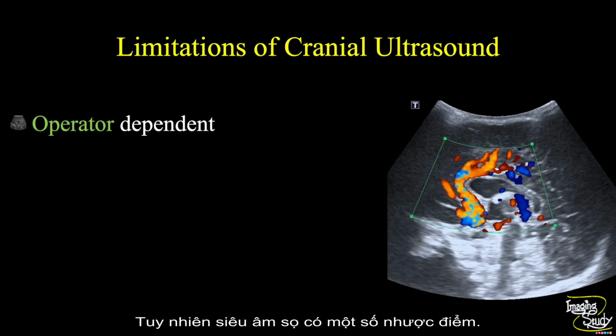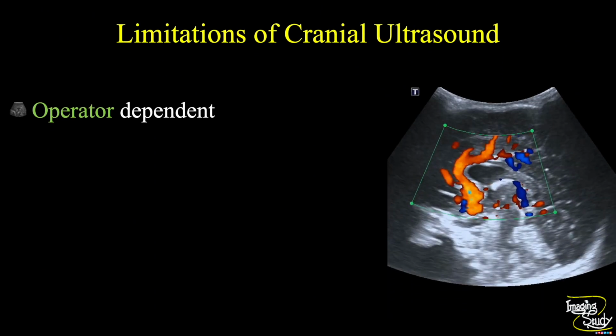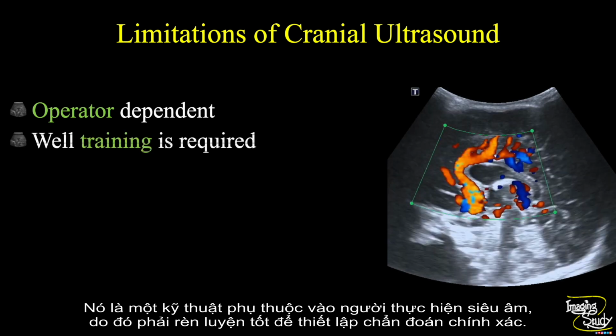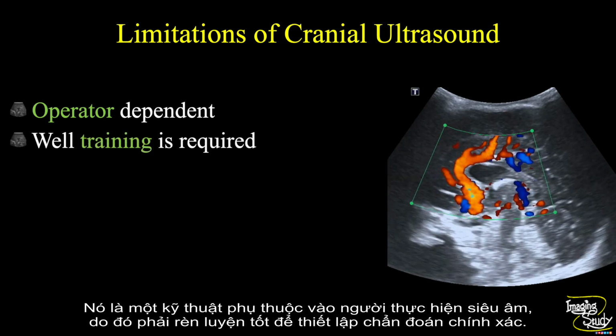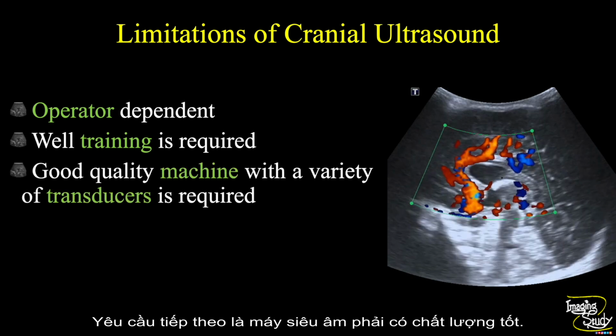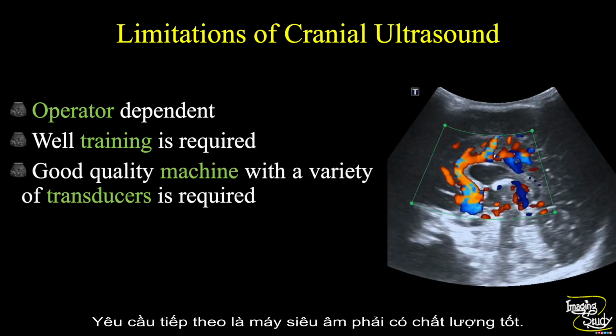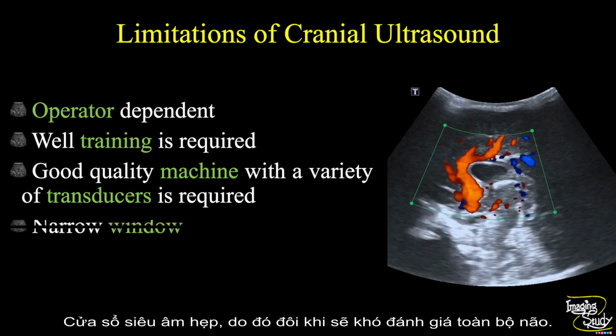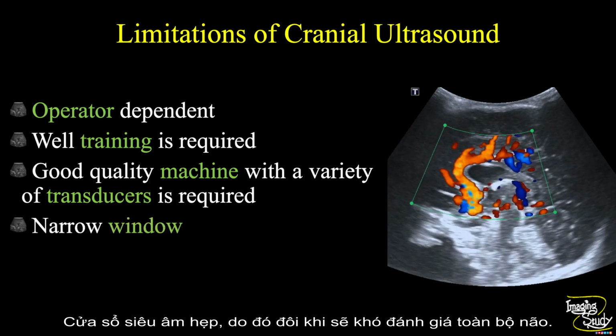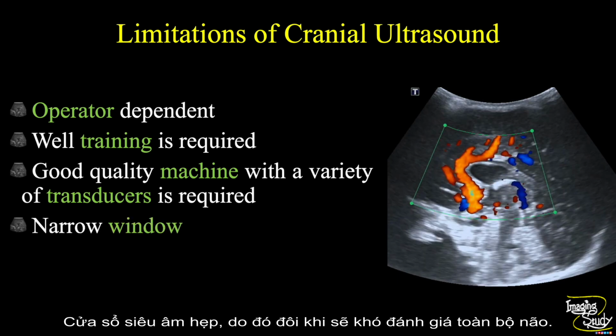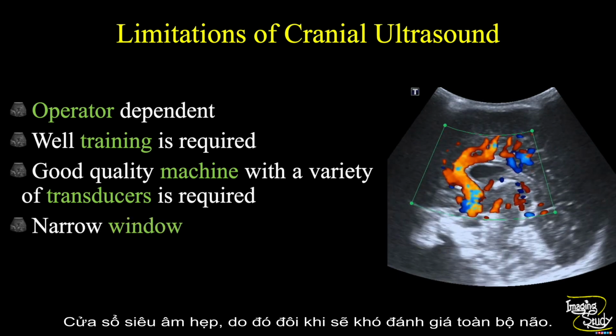But we have some limitations of cranial ultrasound. It's an operator-dependent technique, so good training is required to make a good diagnosis. As we are working with a machine, a good quality machine with a variety of transducers is also required. Now we have a very small space through which we can transmit the sound to see the brain. That sometimes makes it difficult to see the overall brain quite well.